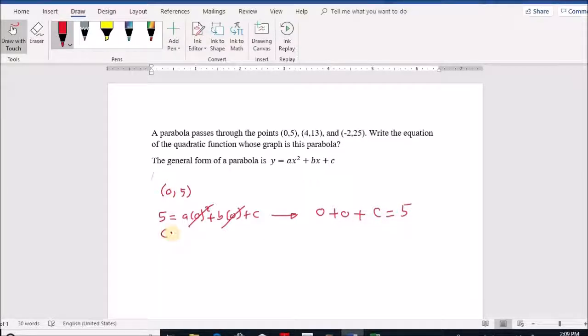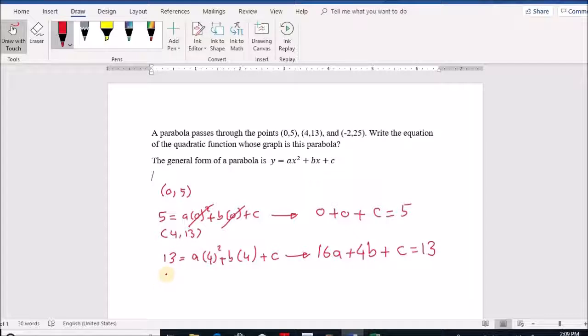Using the second point, which is (4, 13), I'm going to build another equation using the same general form of the parabola. So that is y, 13, equals, now instead of x, I'm going to plug 4: a times 4 squared plus b times 4 plus c. So from that I will get, the first term is basically 16a, plus the second term is 4b, and the third term is c equals 13. That is my second equation.